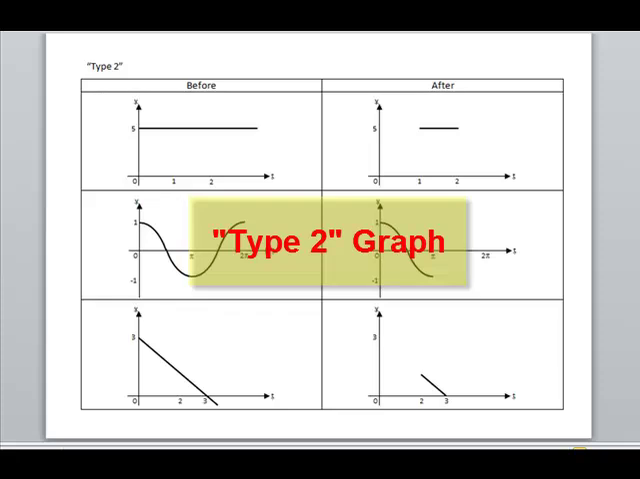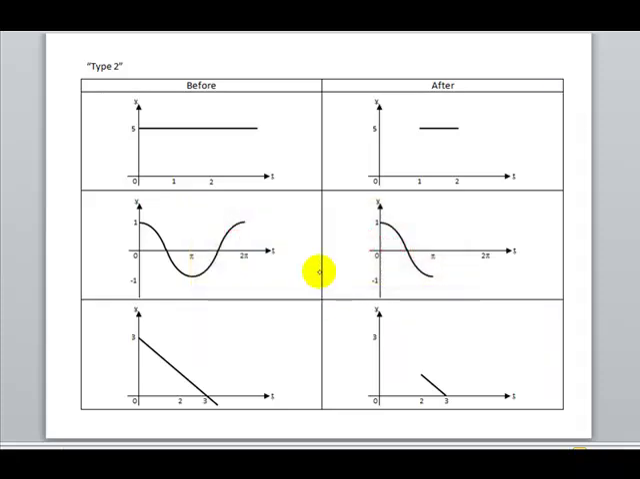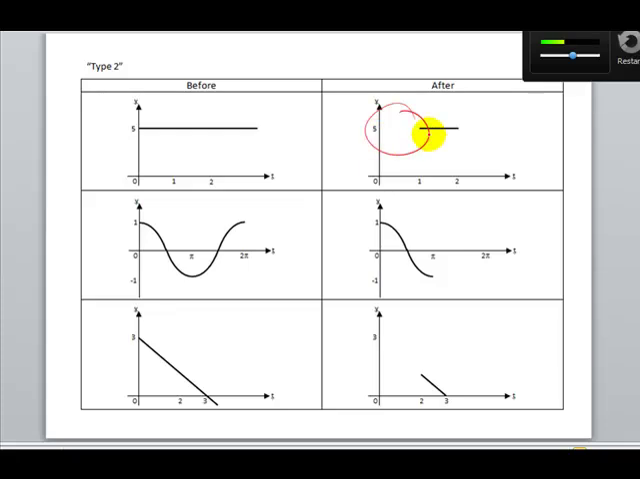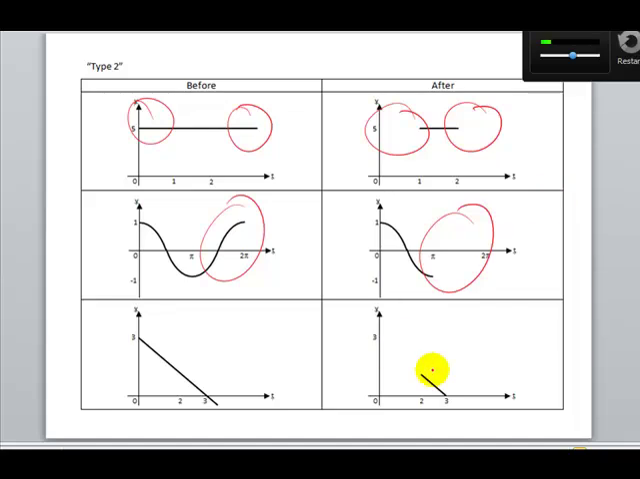Now these are the type 2 graphs. So once again, you can pause the video for a while and try to spot the difference between the before and the after. Now, do you notice that in this case, it's chopped off not just in front but also behind? See that? Here, it's chopped off behind. In this case, in front and behind.